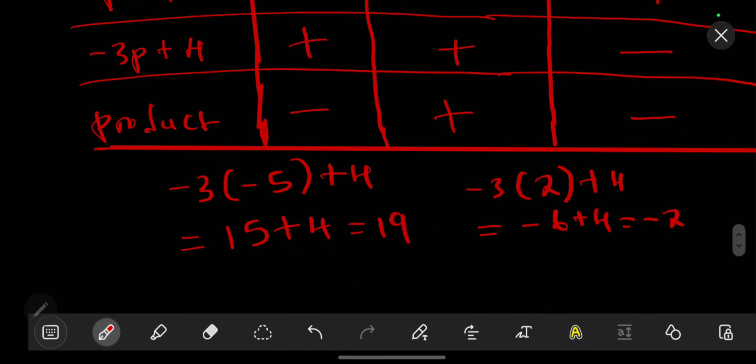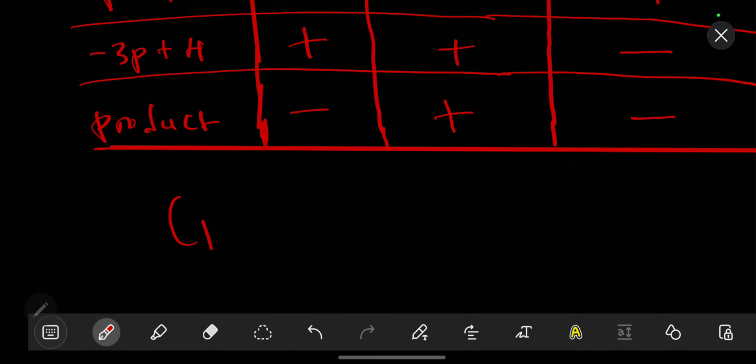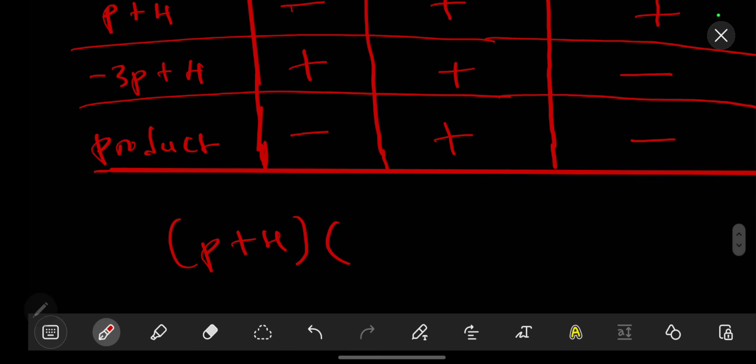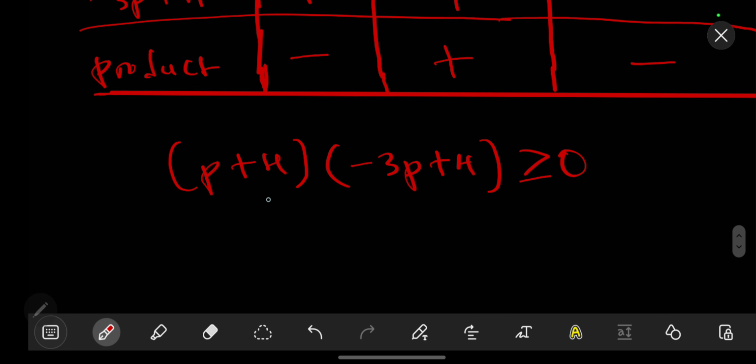So now, the condition is that the product should give us something that is greater than or equal to 0. Remember, what was in the bracket was a p plus our 4 and our negative 3p plus our 4 should be greater than or equal to 0 like that. So if that's the case, after you multiply these two brackets, you should have a value that is greater than or equal to 0.